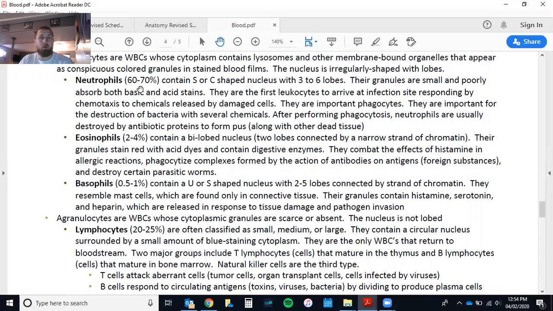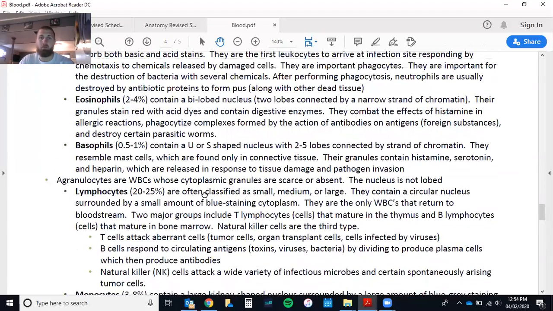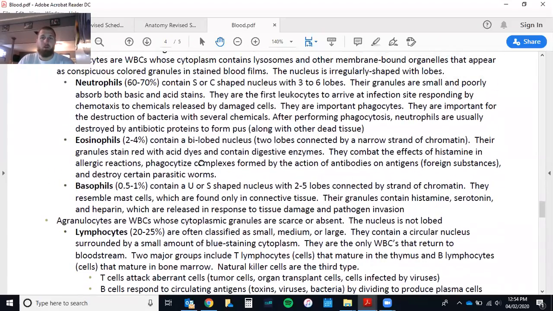Neutrophils are by far and away the most prominent type of white blood cell that we have, 67%. The cells have a lobed nucleus, and sometimes there are as few as 3 and as many as 6, which gives them a kind of funky shape. Their granules are small and poorly absorb both basic and acid stains, which is not super important.